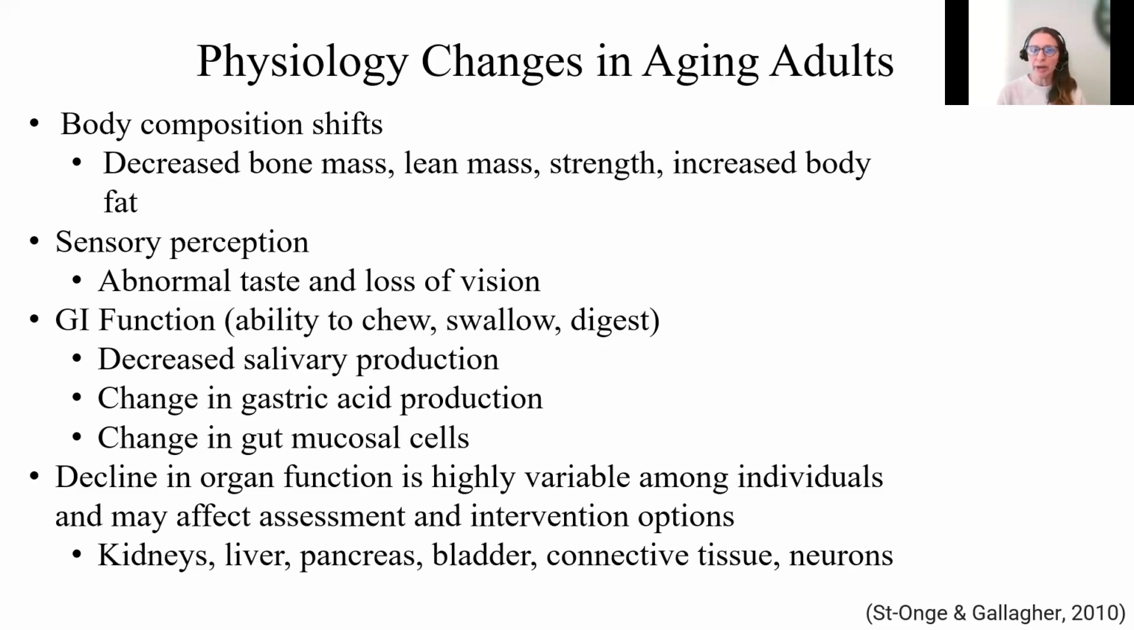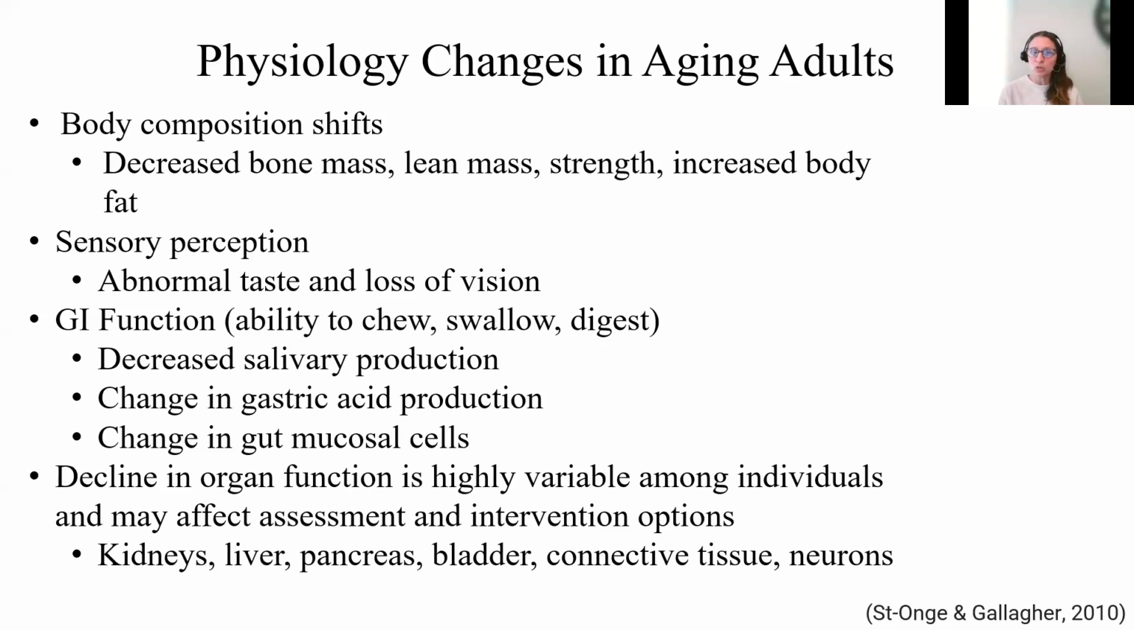Digestion is also impacted. Remember, there's a decrease in fluid in the body as we age. There's also a decrease in salivary production. Do they report having a dry mouth? A lot of medications can cause dry mouth as well. There's a change in gastric acid production so that there can be trouble absorbing some nutrients like vitamin B12. There's also a change with less diversity in our gut mucosal cells.